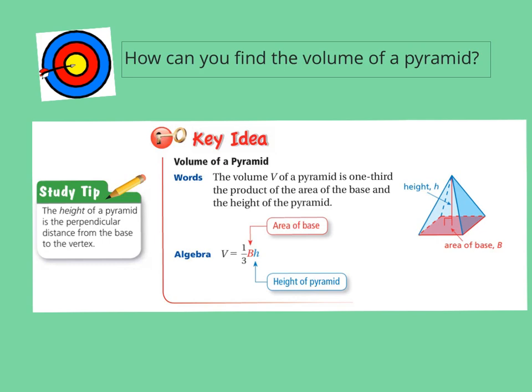So the volume of a pyramid formula is 1/3 area of the base, big B, times height. The height is the perpendicular distance from the base to the vertex. Perpendicular means where it forms that right angle with the base. So right in the middle of that base, in the example on your screen right now.